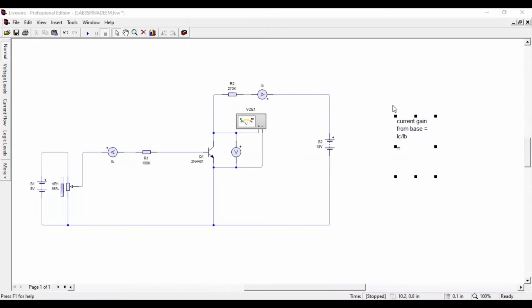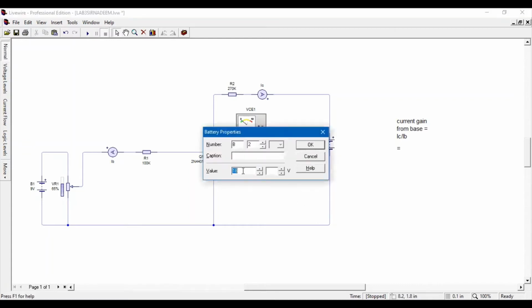In review question 3, calculate beta, which is the current gain from base to collector. The formula to calculate this is IC over IB. In the question, one way to calculate current gain from base to collector is for VCE equal to 10 and IB equal to 50 microampere. So we set IB to 50 microampere and VCE at 10 volt.